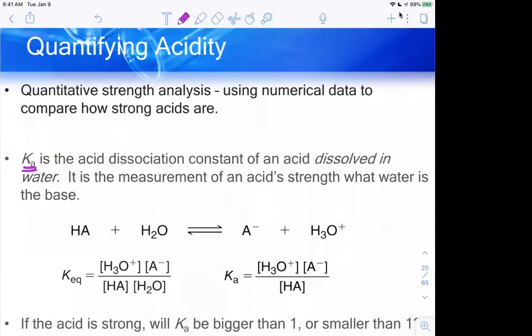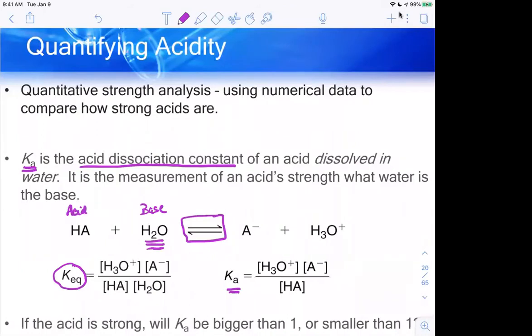Ka is a value that can be measured and calculated. It is called the acid dissociation constant of an acid when that acid is dissolved in water. It is the measurement of the acid strength when water is the base. So this is going to be my acid, and this is going to be my base. This sets up an equilibrium situation where I can actually calculate the equilibrium constant, which is this K equilibrium.